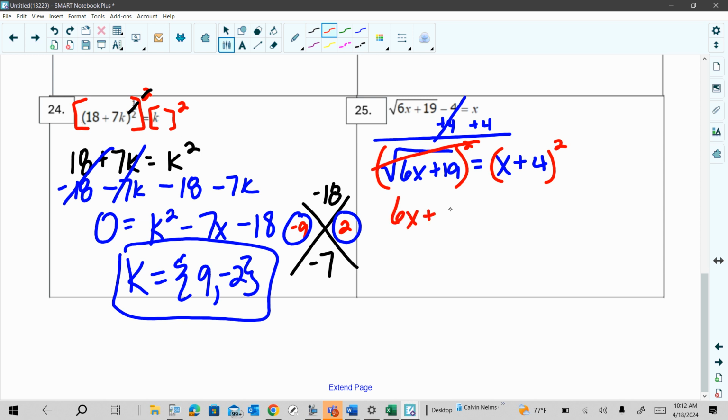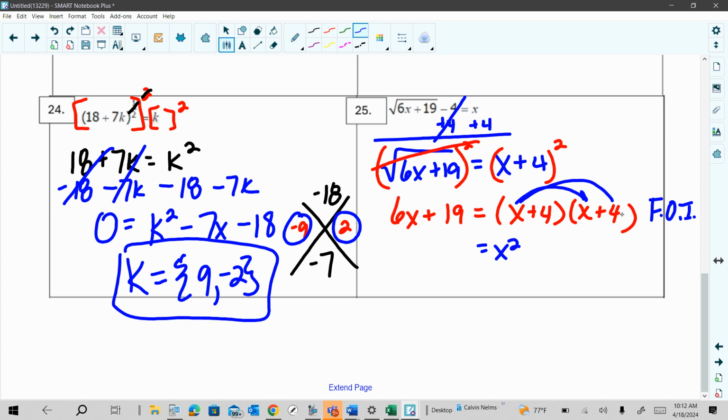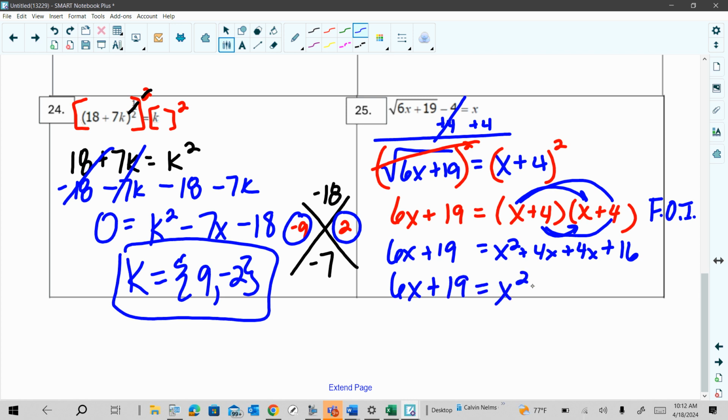So the radical's gone on the left side. We have 6x plus 19. But this means we have 2 factors, so x plus 4 and x plus 4. And we're using FOIL. First, that's the x and the x. Outer, x times 4, so that's 4x. Inner, 4 times x, that's another 4x. And last, 4 times 4, so that's 16. So when I simplify this, we get 6x plus 19 equals x squared plus 8x plus 16.